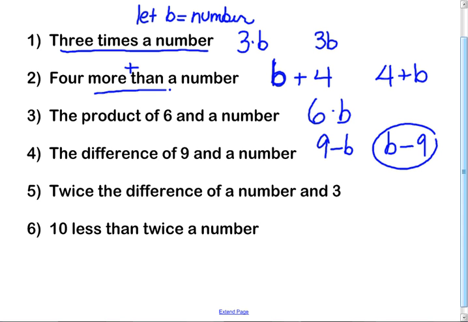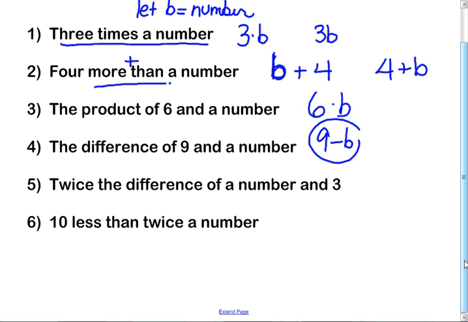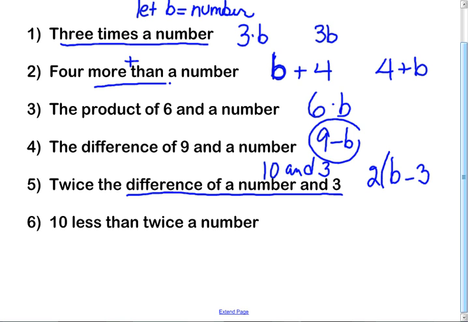Twice the difference. No, I think I like my next one better. Okay. Twice the difference of a number and 3. Whoa, that's hard. Difference of a number and 3. We're going to start there. So it's b, take away 3. I want twice that. Do I have to use parentheses? So if I take twice the difference of 10 and 3, what's the difference between 10 and 3? 7. I want twice the 7. So I must use parentheses. Otherwise, if I do twice the 10 and then subtract the 3, I don't get the same answer. I got to have the same answer. So that one's hard.